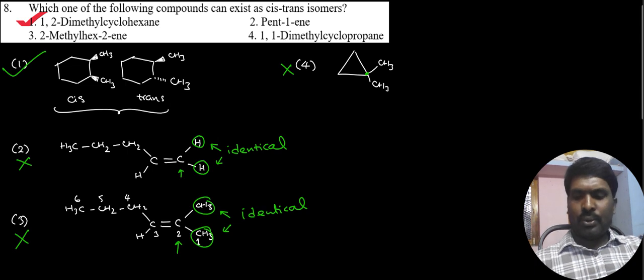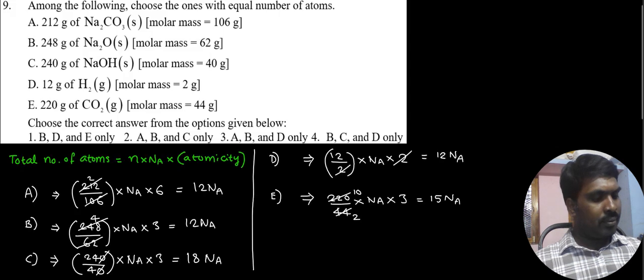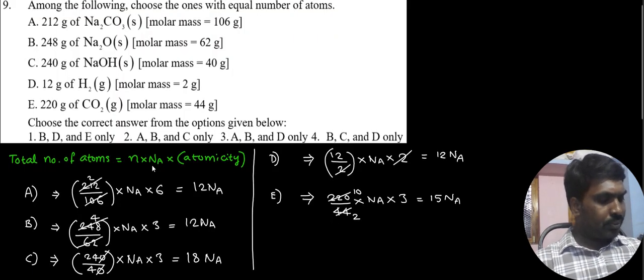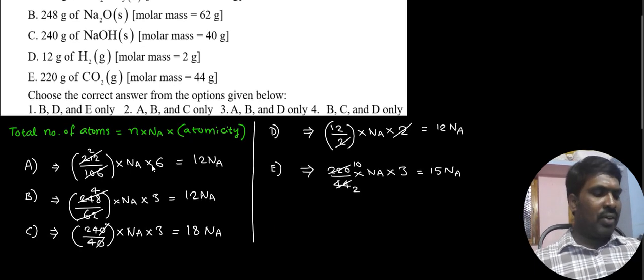Now moving to the next question. Among the following, choose the ones with an equal number of atoms. Means total number of atoms, the atomicity formula. Total number of atoms is equal to mole into Avogadro number into atomicity. Now here, what is the question? Choose the ones with an equal number of atoms. Total number of atoms is equal to mole into Avogadro number into atomicity.